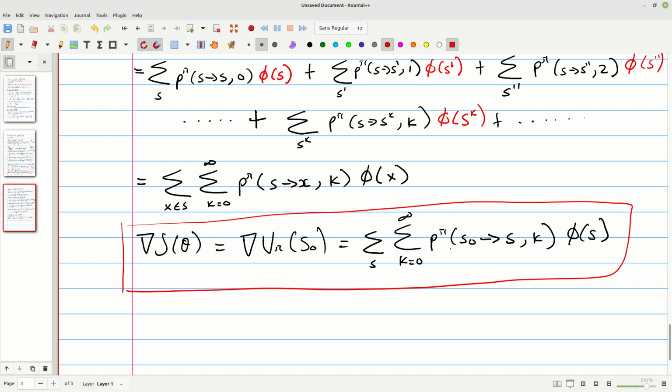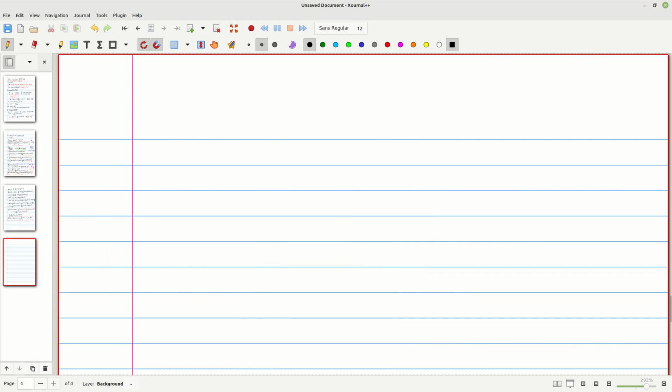Again, remember this probability is the probability of transitioning from state, say, s0, to state s in exactly k steps, right? And we already looked at how we can compute that probability. Okay, so we continue.